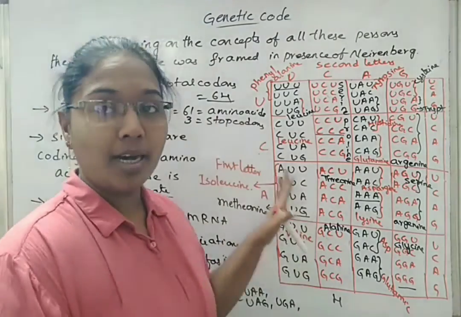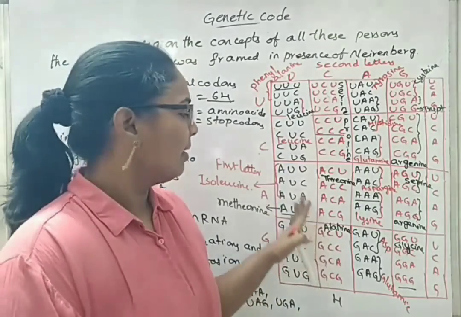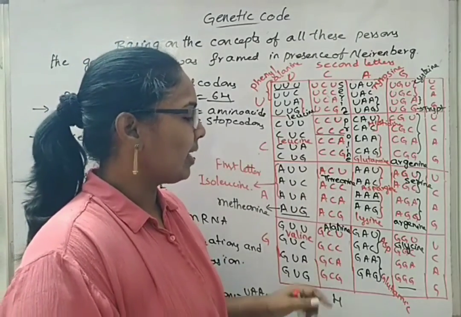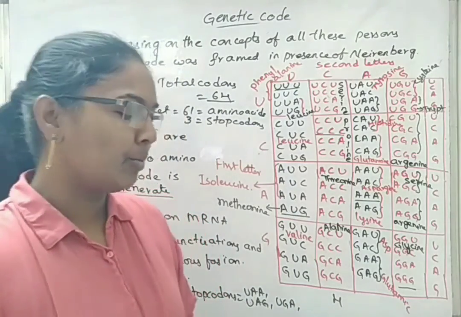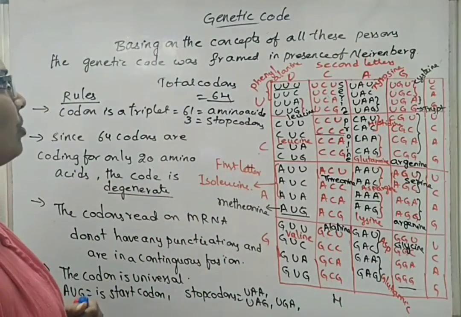These codons are present on mRNA. They are translated into amino acids during the translation process in the presence of tRNA and rRNA, ribosomal RNA. This is about the genetic code.